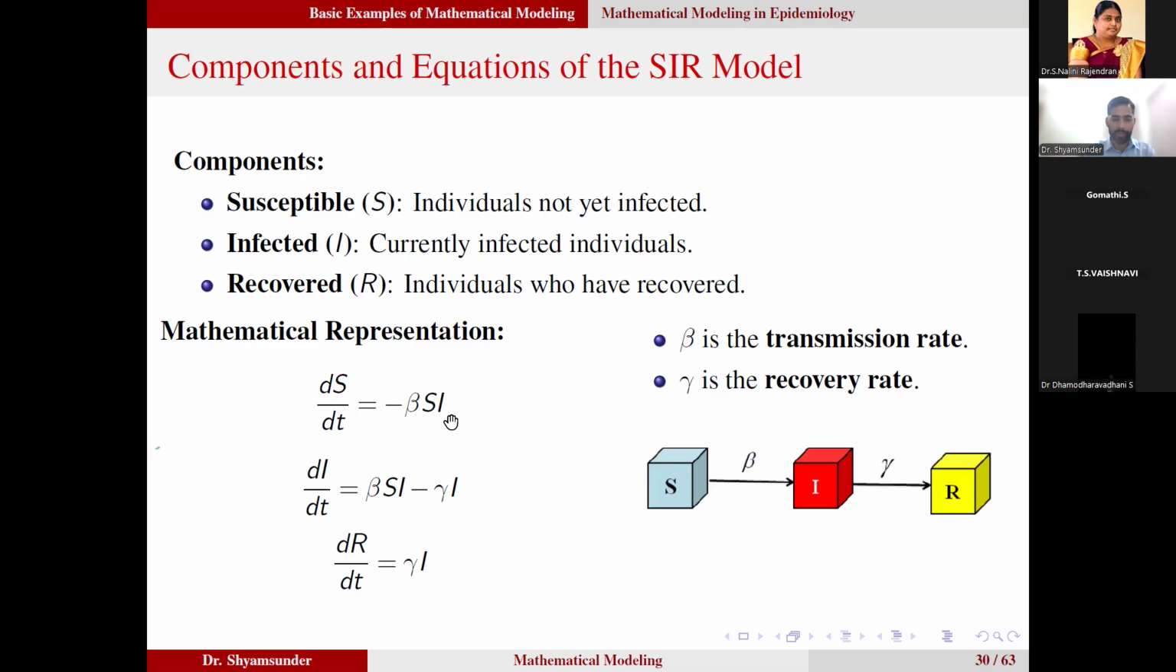The first is the rate of change in the susceptible population with respect to time t, denoted by dS/dt, which is equal to minus beta S I. The second is dI/dt, which is equal to beta S I minus gamma I. And the third is the recovered population: the change in the recovered population with respect to time, dR/dt, is equal to gamma I.